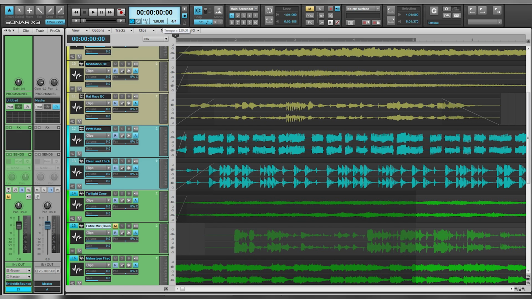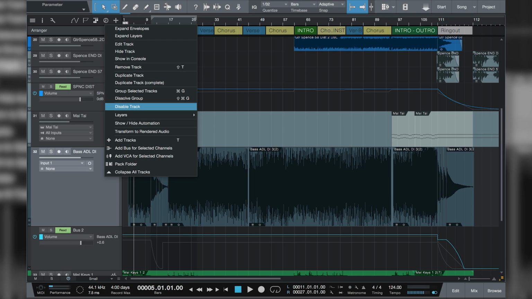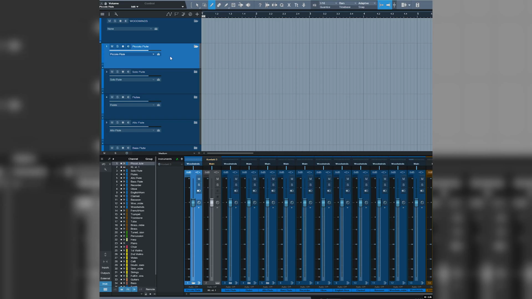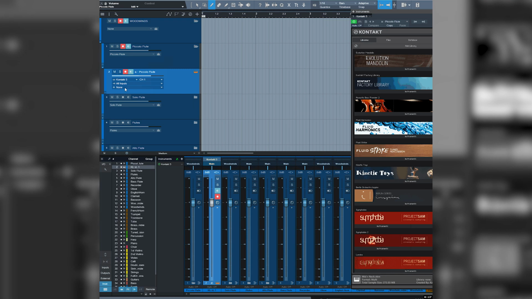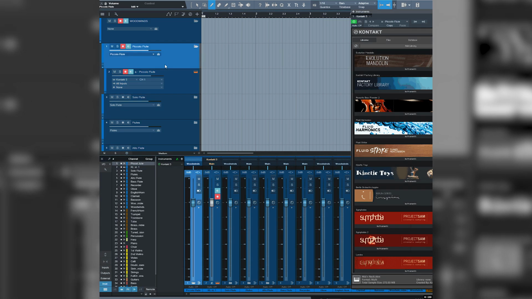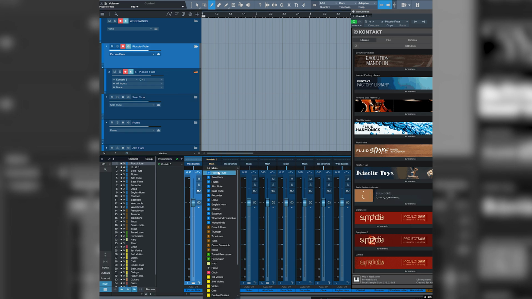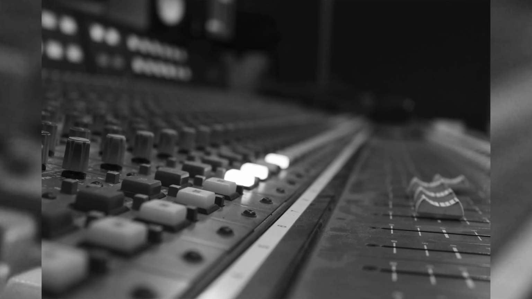Moving right along, we have organizational tools. Now, this is also a big one. Tools like color coding clips, tracks, and channels, being able to create some form of folder track where you can group tracks and then fold them away when you don't need to see them, to keep everything neat and organized so I don't lose focus while I'm editing and/or mixing.